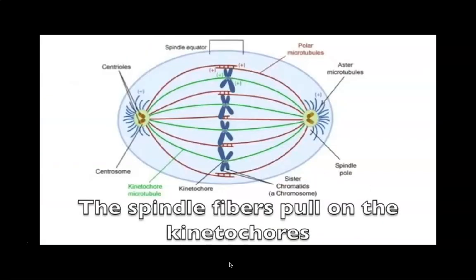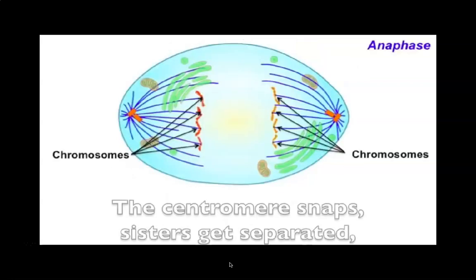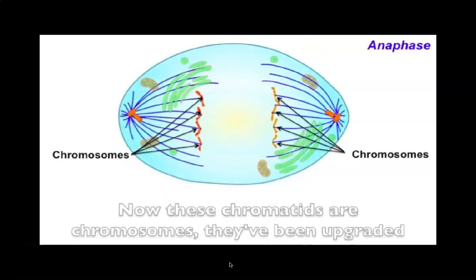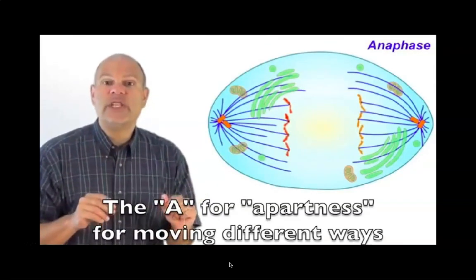The spindle fibers pull on the kinetic cores. A cellular, molecular, mitotic tug-of-war. The centromere snaps, sisters get separated. Now these chromatids are chromosomes. They've been upgraded. The snap and separation defines anaphase. The A for apartness, for moving different ways.